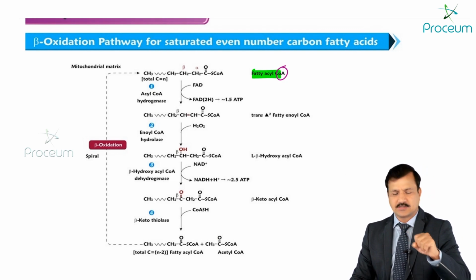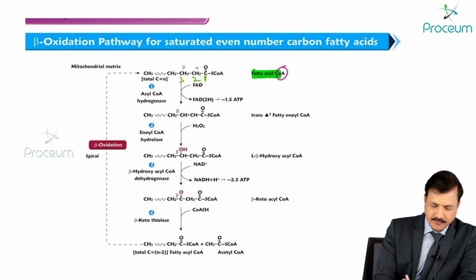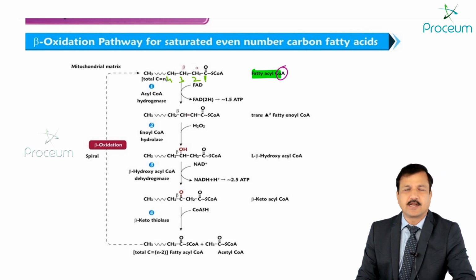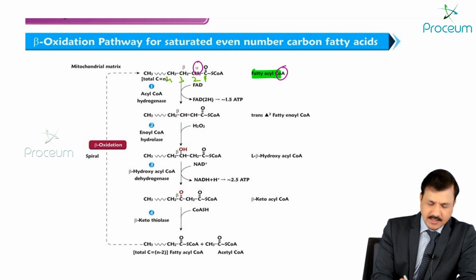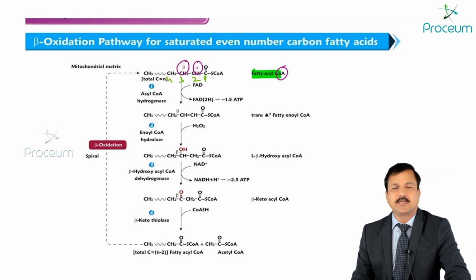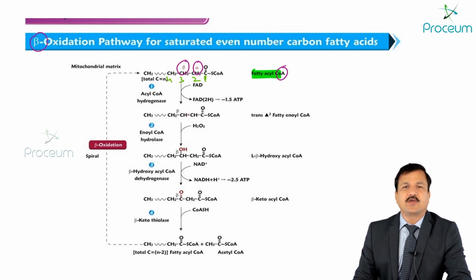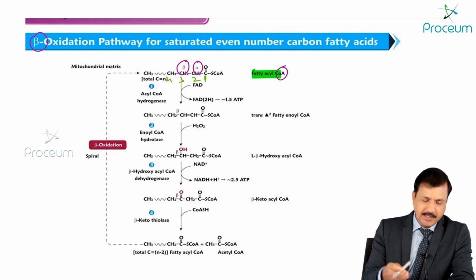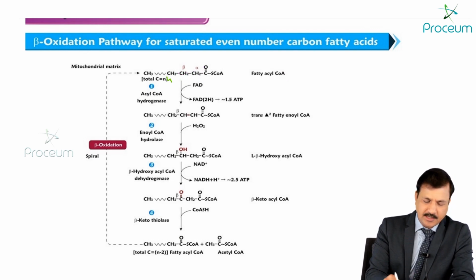So, let's see what happens. Here is the fatty acid. Let's number the carbons first. The carboxyl carbon is carbon number 1, and then the second carbon, third carbon, fourth carbon, and it goes on like that. The second carbon is always referred to as the alpha carbon and the third carbon as the beta carbon. We are looking at beta oxidation of a fatty acid, so the beta carbon is the one that will undergo oxidation. Let's remember that point.